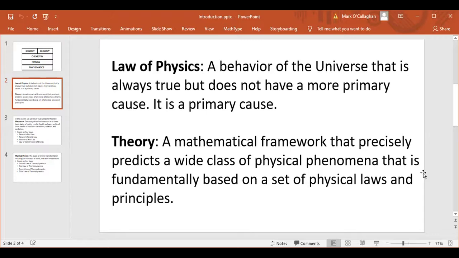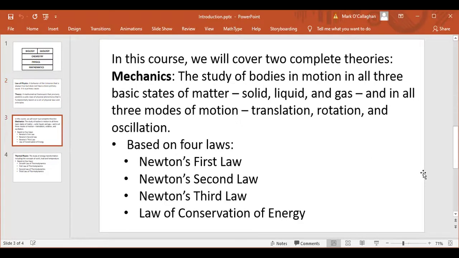All right, and so in the same manner, all the physical theories are fundamentally based on certain laws. For instance, I talked about how we have two different theories that we're going to cover in this class. One of them is called mechanics. Mechanics will cover the first 11 chapters. And mechanics discusses how bodies move. It's a study of bodies in motion.